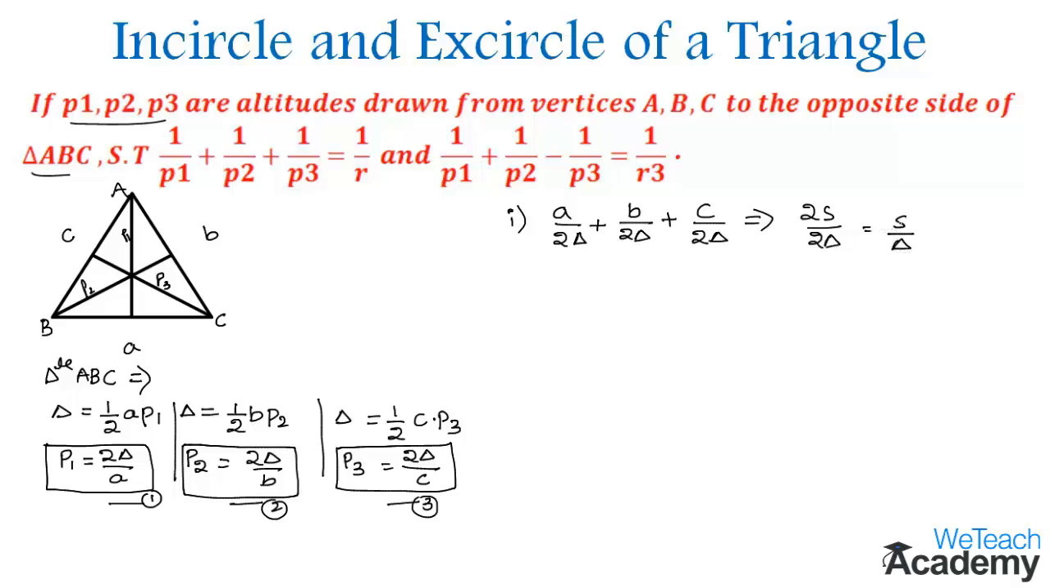So we can write S by delta in the form of 1 by delta by S, and delta by S is nothing but the value of R. So we get 1 by R, which is the value on the LHS side. So hence we proved this condition.